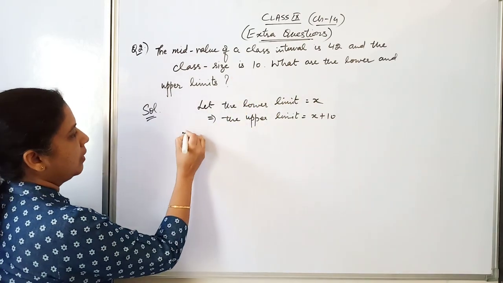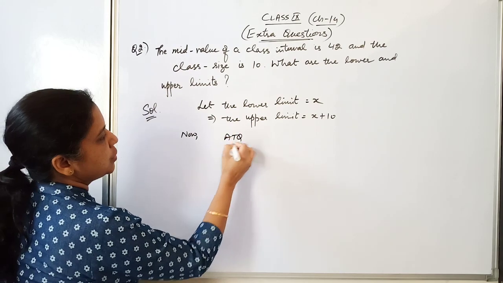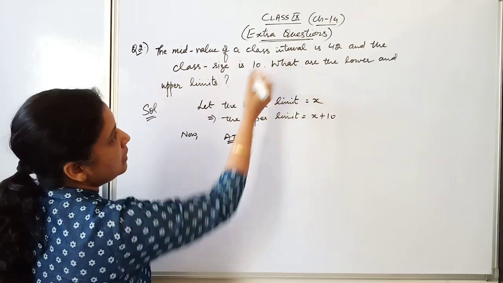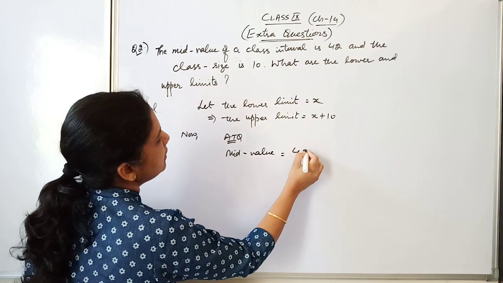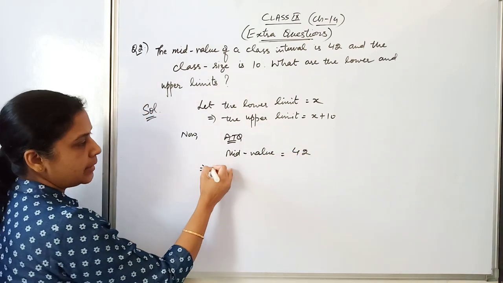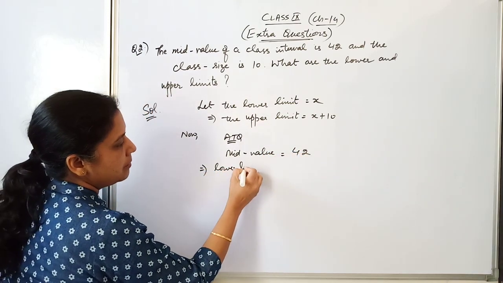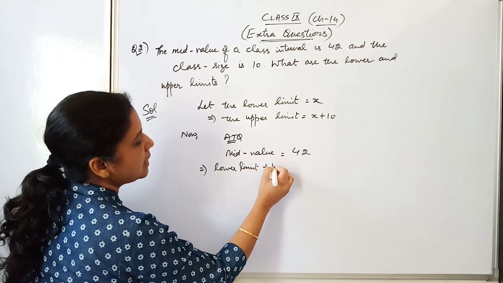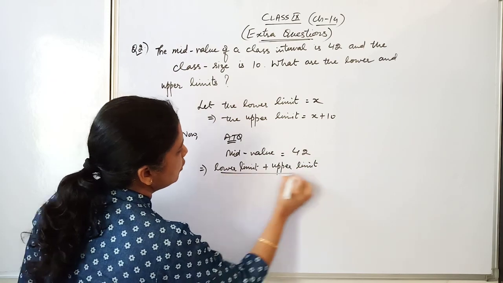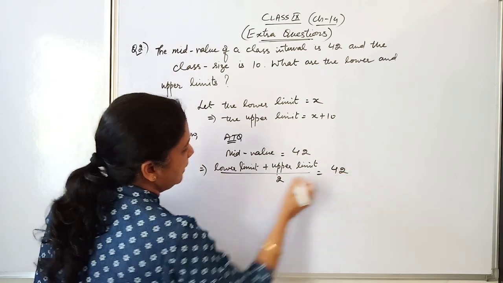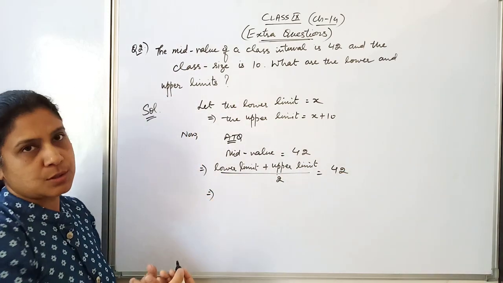Now, according to the question, we have been given the mid value as 42. The mid value's formula is lower limit plus upper limit divided by 2. In some books, this mid value is also known as class mark.